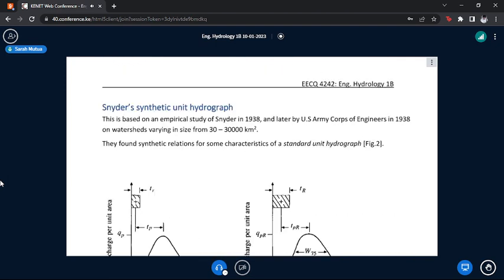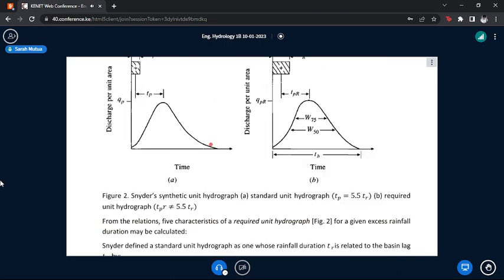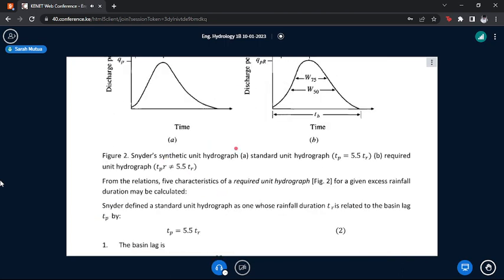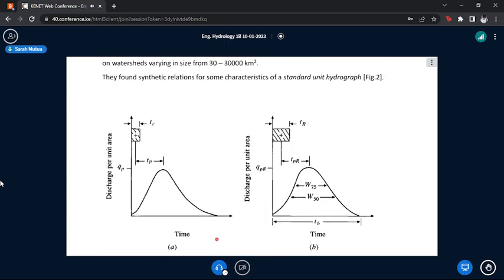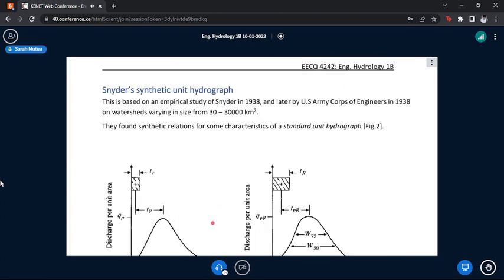If we can start with Snyder's synthetic unit hydrograph, at this point we probably take a break so that I also make a cup of coffee, so that we can get on to it.